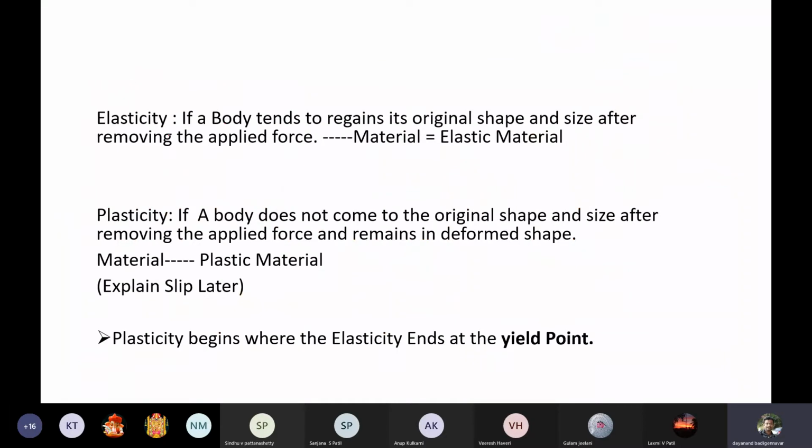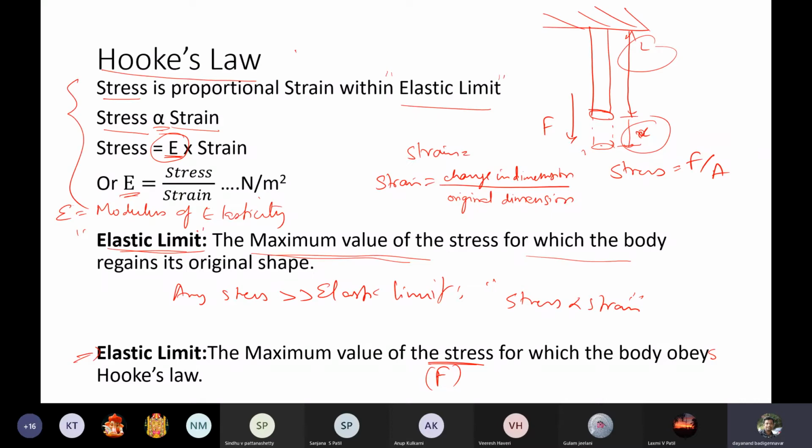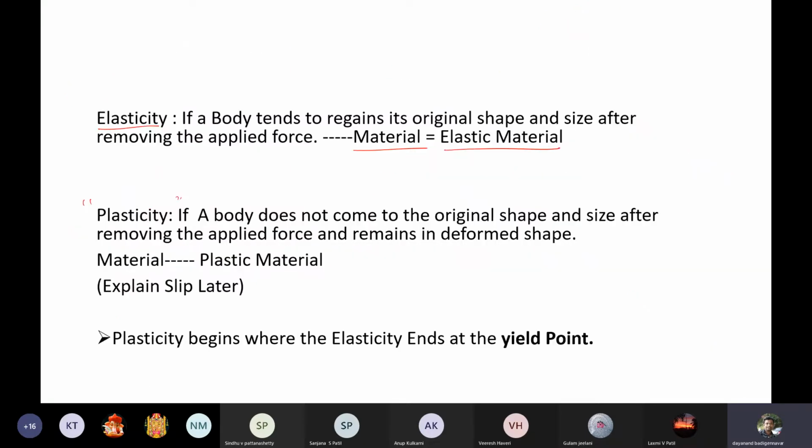So what is elasticity? If a body tends to regain its original shape and size after removing the applied force, that property we call elasticity, and the material is called an elastic material. Similarly, what is plasticity? If a stress is applied which is greater than the elastic limit, then the material loses its elasticity property and gains a permanent state. That property is called plasticity. So plasticity is defined like this.